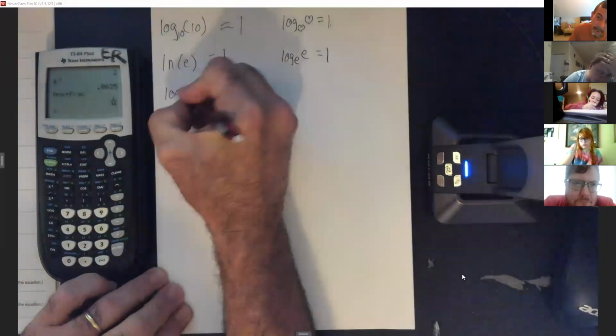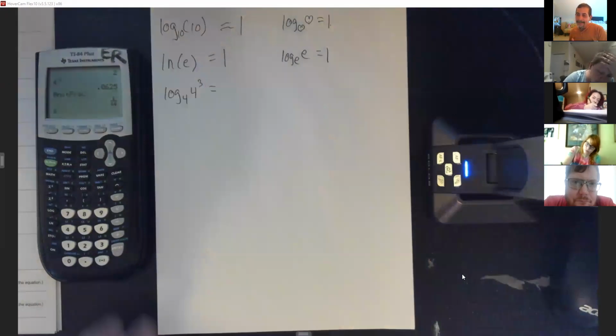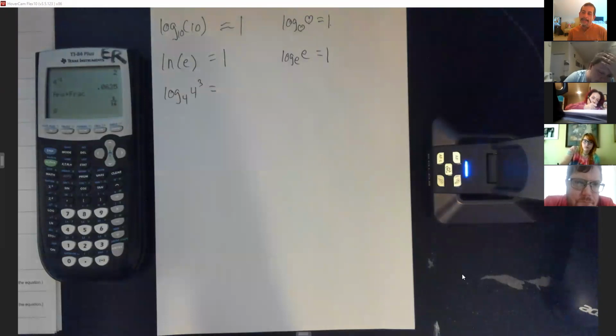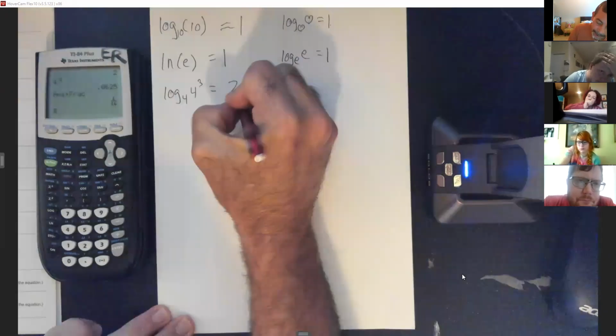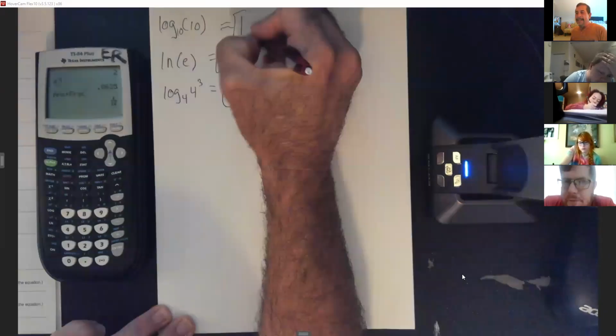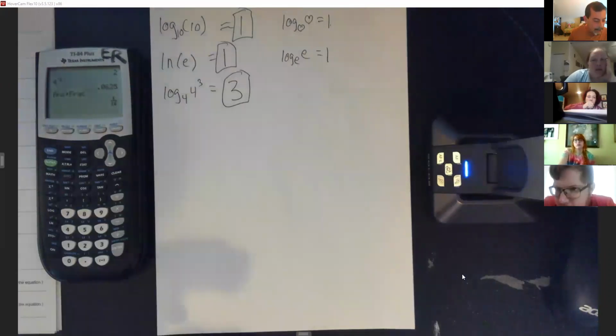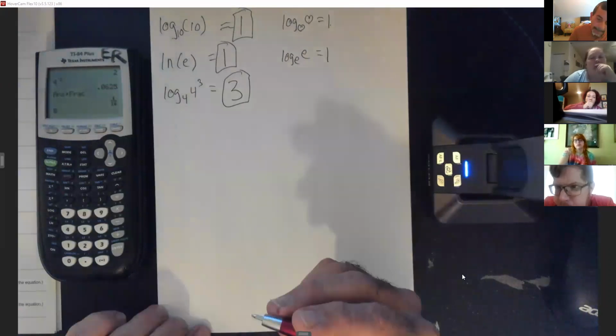Log base 4 of 4 to the third is going to equal. So what exponent can you raise the 4 to make it look like a 4 to the third? That would be 3. These ain't too bad. It's just you got to realize you're sort of undoing things that were exponential and being squared and cubed and all that fun stuff. All right, now let's turn it up.